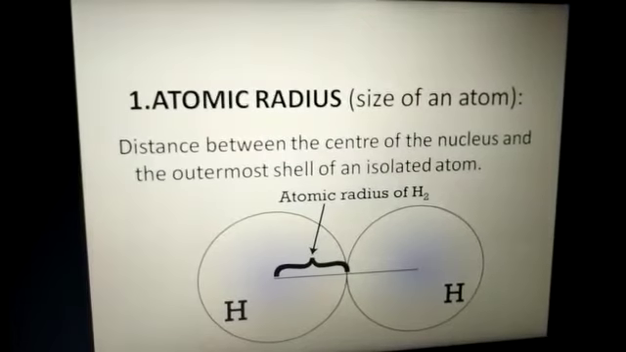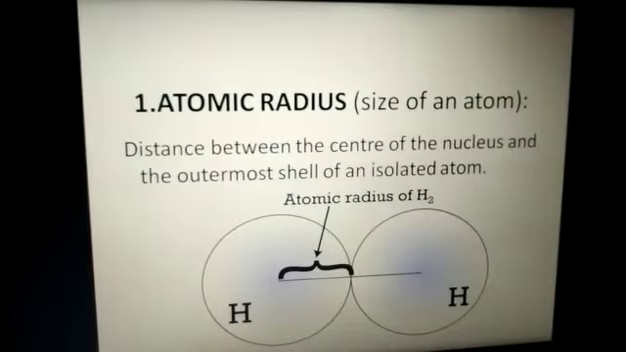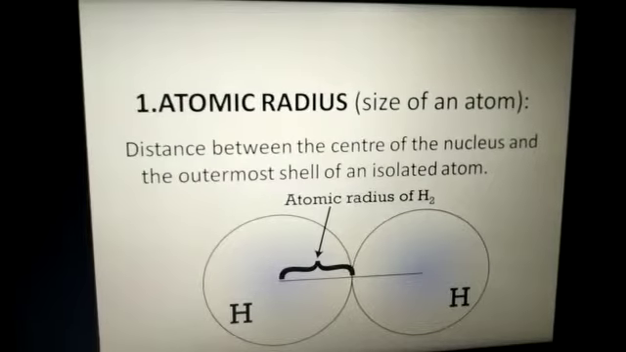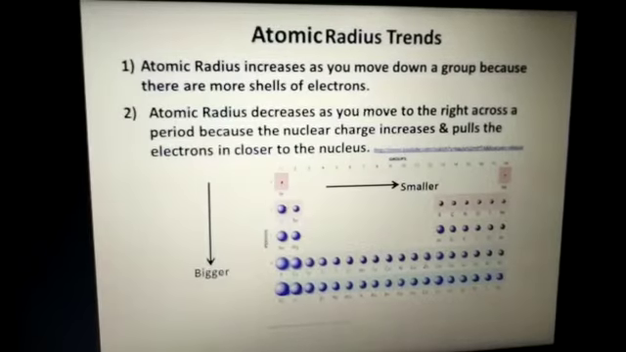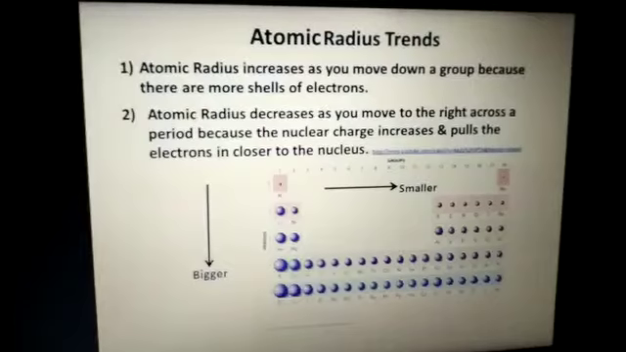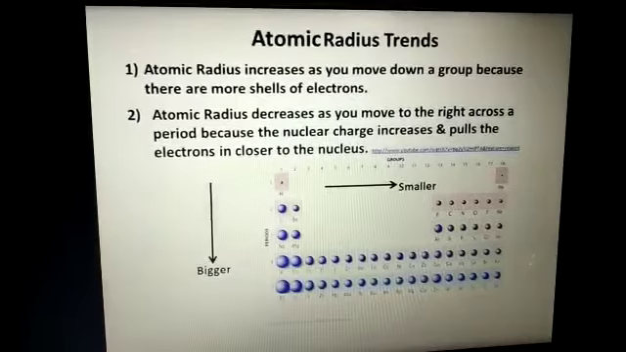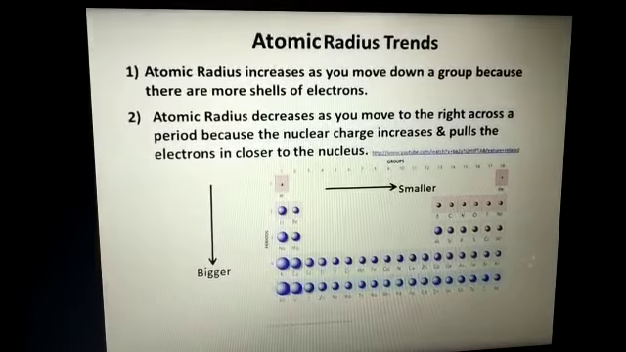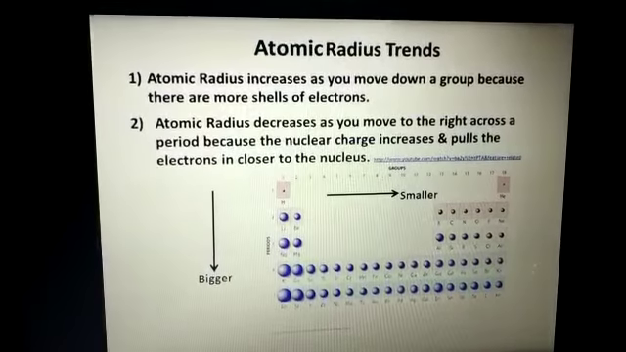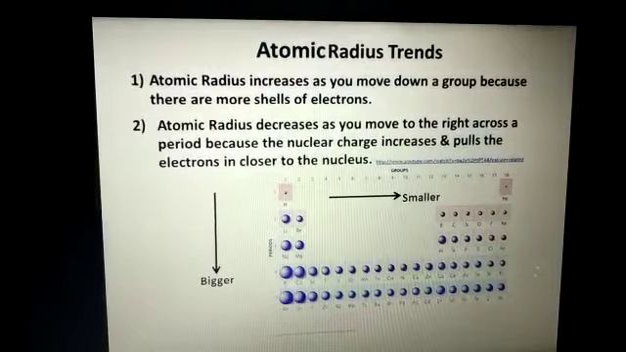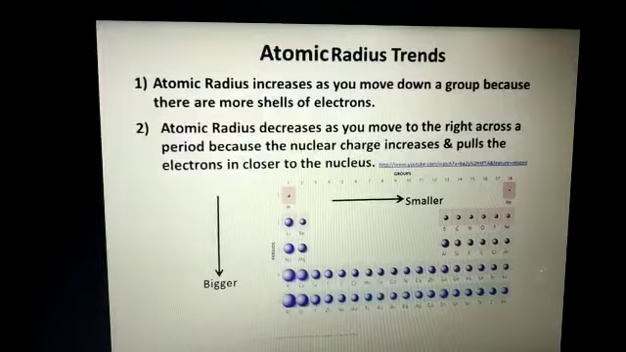Atomic radius is the size of an atom. That means it is the distance between the center of the nucleus and the outermost shell of an isolated atom. Now, how does this atomic radius vary in a group and a row? The atomic radius increases as we move down a group because there are more shells of electrons, while the atomic radius decreases as we move to the right across a period because the nuclear charge increases and pulls the electrons in closer to the nucleus.